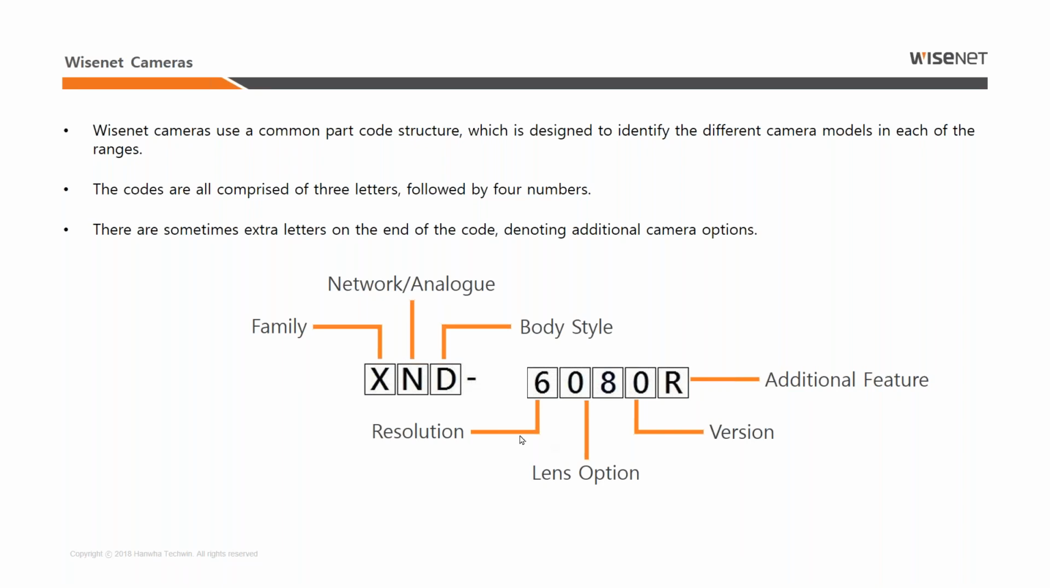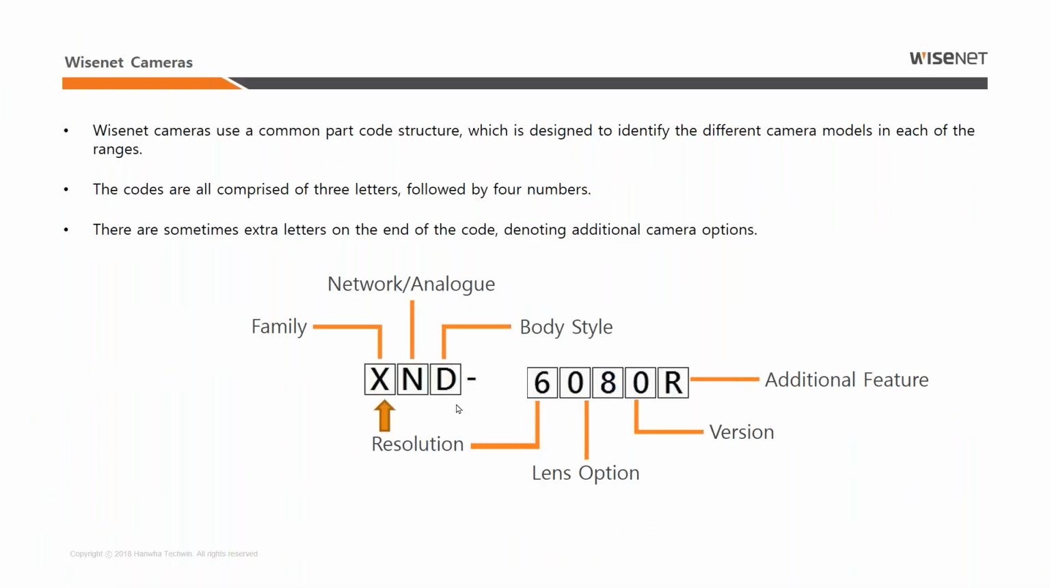Okay, so every camera model number starts with three letters. The first letter tells you which camera series it belongs to. The second letter tells you whether it is an IP or analog camera. N is for IP camera. The third letter tells you the shape of the camera. This is also very important.